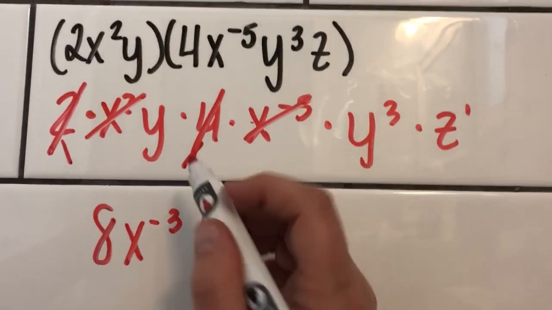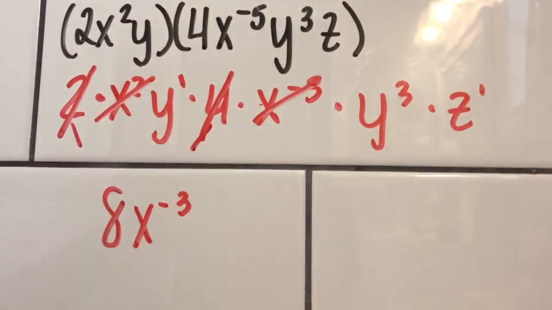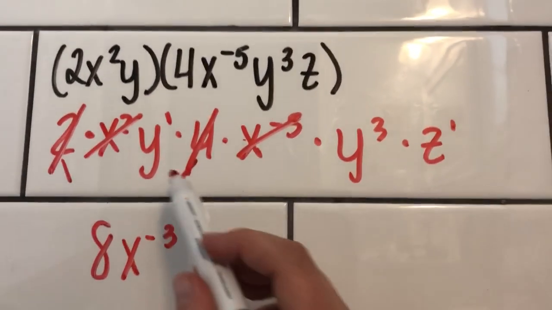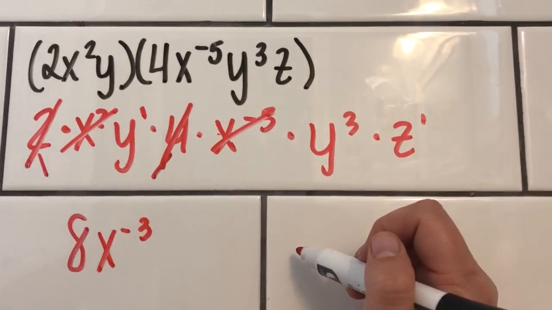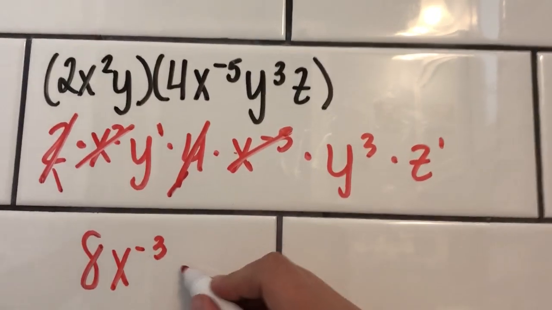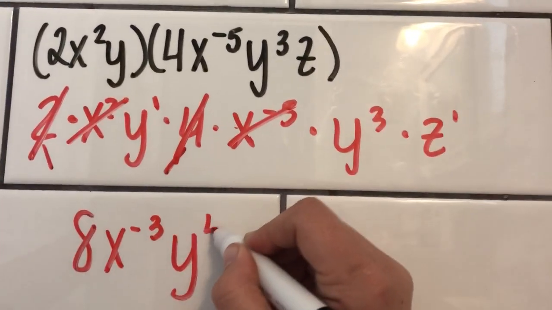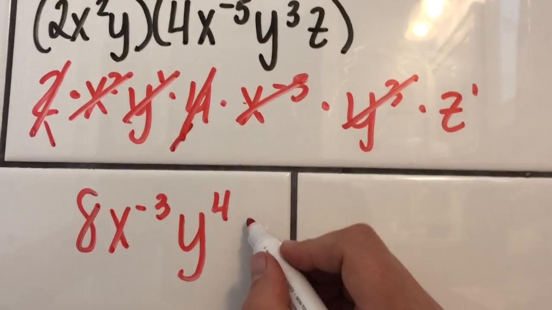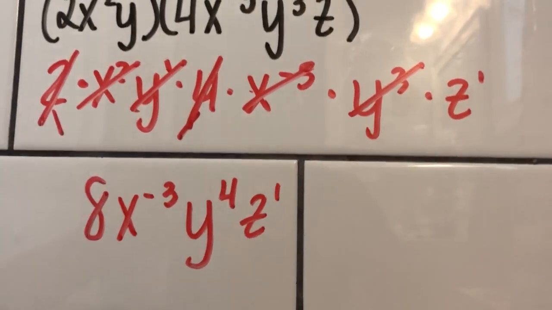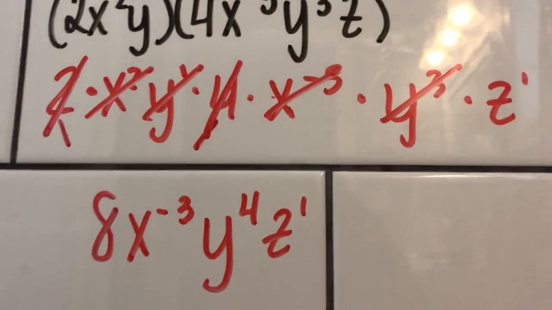Next, I added the 1 on my z. I did not add it to the y, so I'm going to put that in now. I'm going to combine the y's. I have y to the power of 1 times y cubed. That means I'm adding those exponents. Y to the power of 4. Cross them off. And last but not least, I'm left with a z. There's no one to pair them up with, so it's just going to stay z to the first.